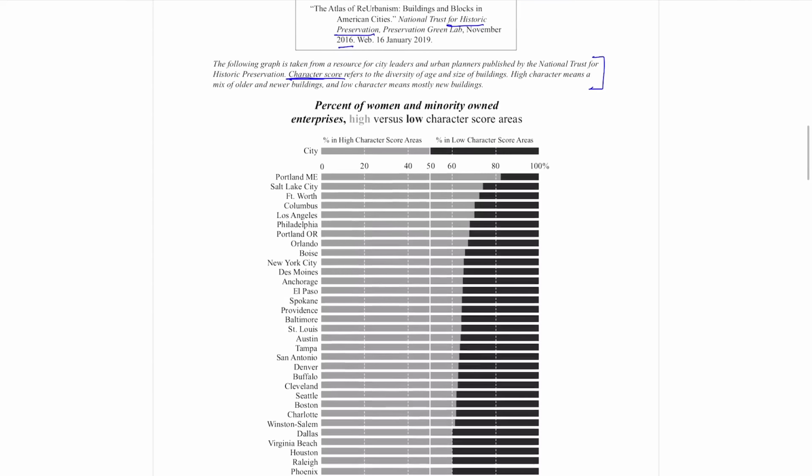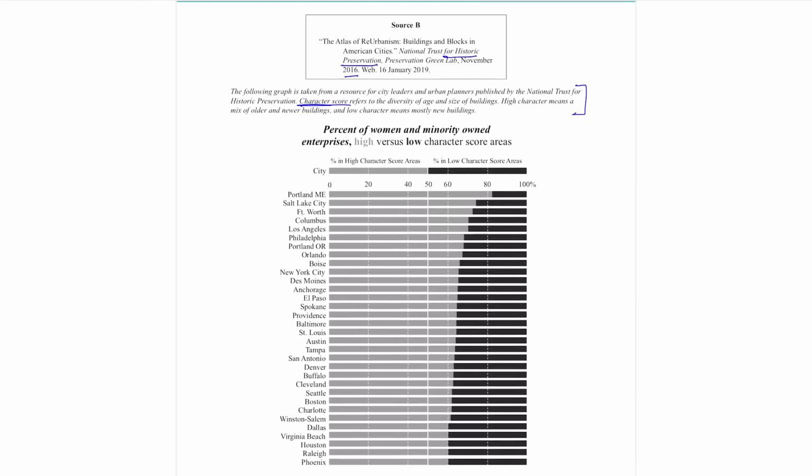I always like to read the headers and footers here. So it says percent of women and minority-owned enterprises. High is going to be in the light gray versus low in the black. Character score areas. Then it says the city, and I see a whole bunch of American cities down the side. And then, let's see, city percentage in high character score areas versus low character score areas. Then I see the trend. The trend is clearly moving in this direction. But what does it mean? Percentage in high character score areas.